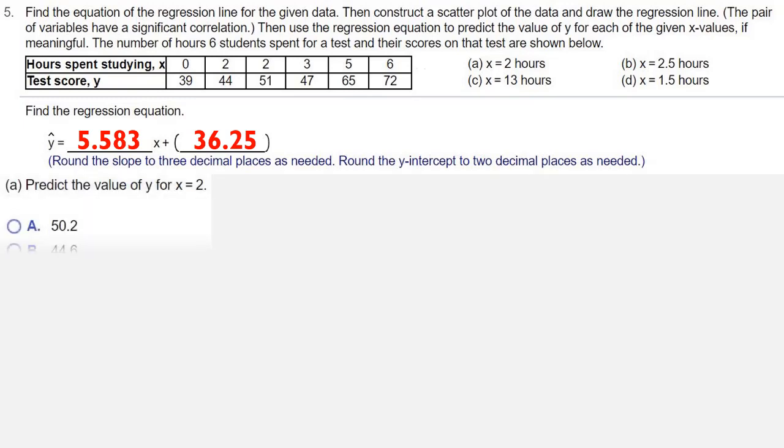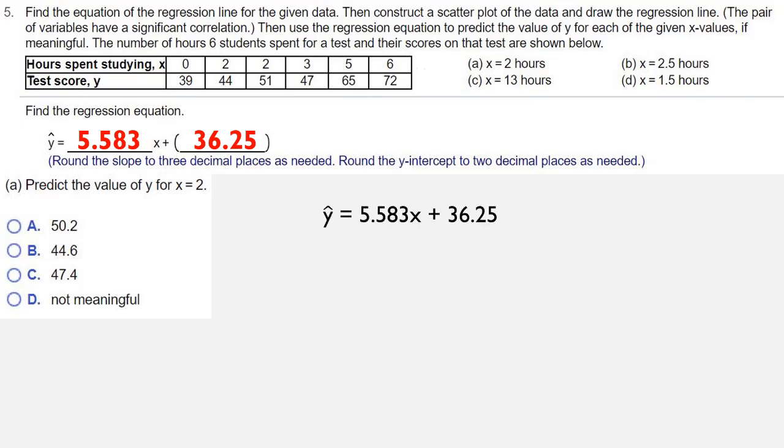Then we're supposed to make predictions. So we're going to predict the value of y for x equals 2. All that means is insert 2 into this y hat equation that we found. So y hat equals 5.583x plus 36.25. We replace the x with a 2, so it's 5.583 times 2 plus 36.25.